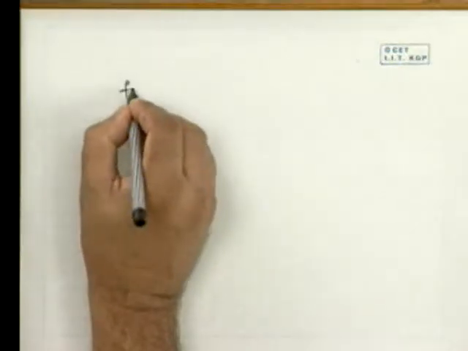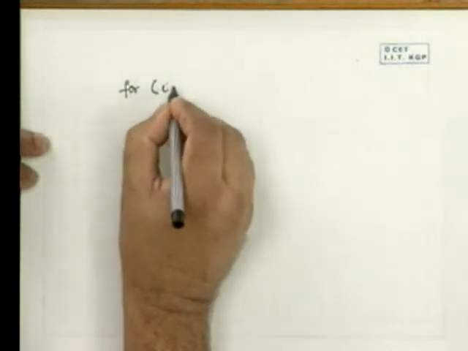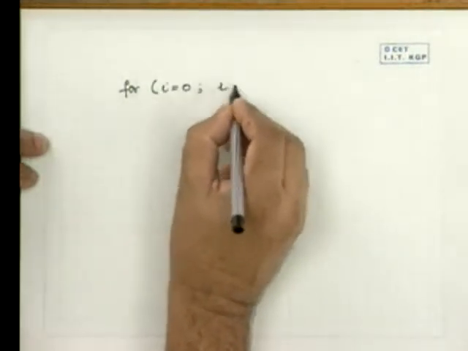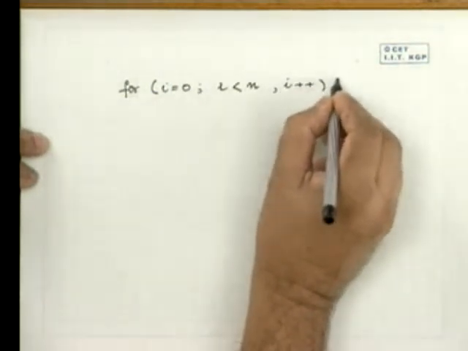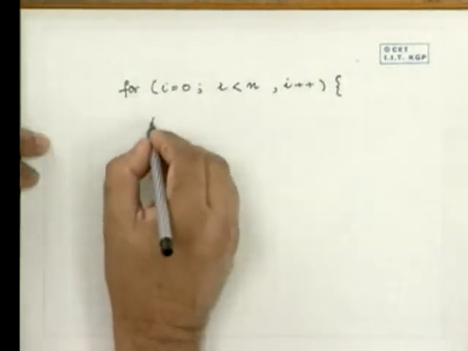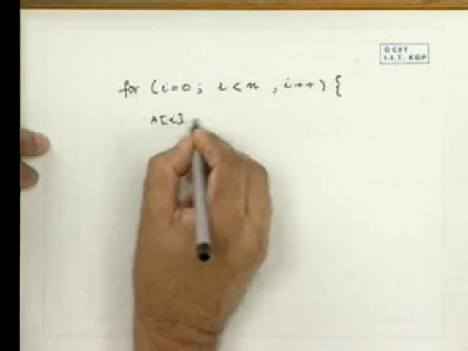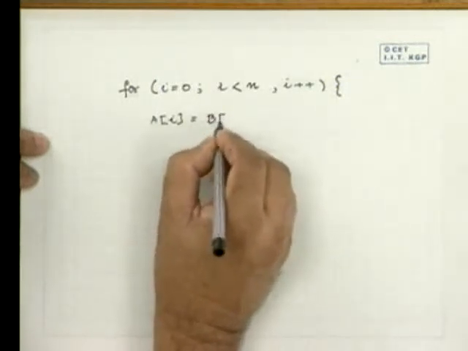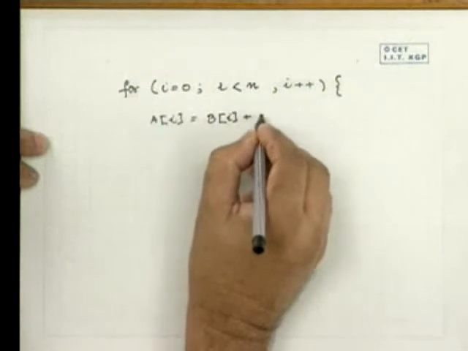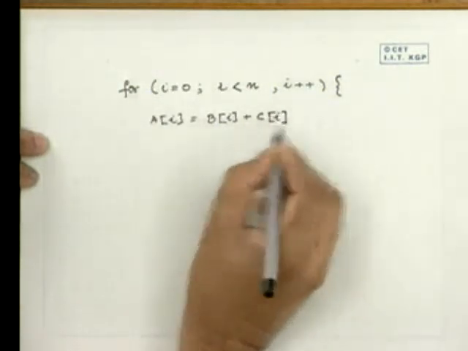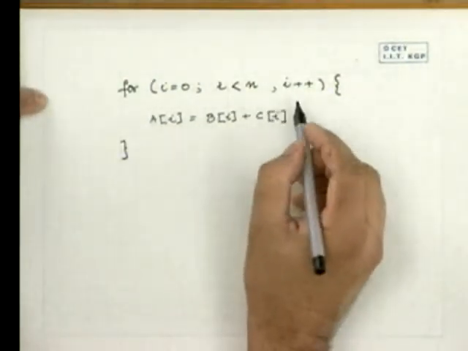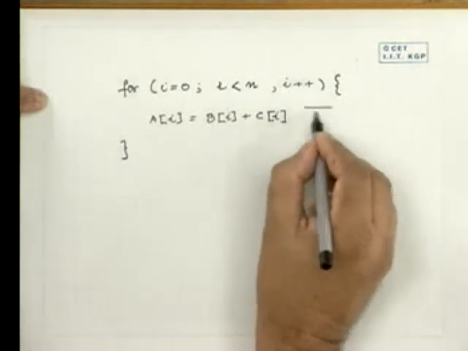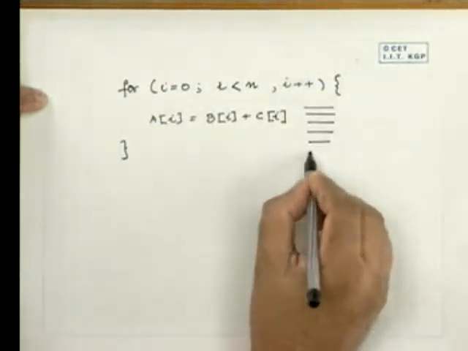Suppose we have a loop like for i equal to 0, i less than n, i plus plus, and here I am simply adding the elements of two one-dimensional arrays. When this is translated into a machine language program, it will be translated into several instructions like this.